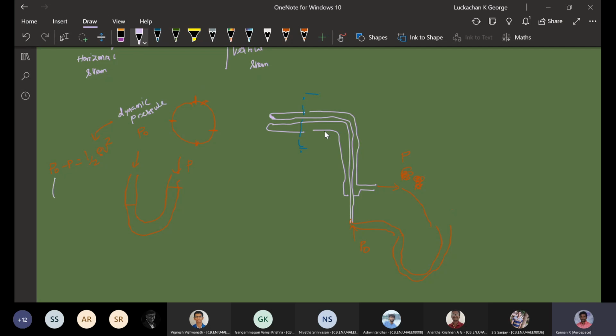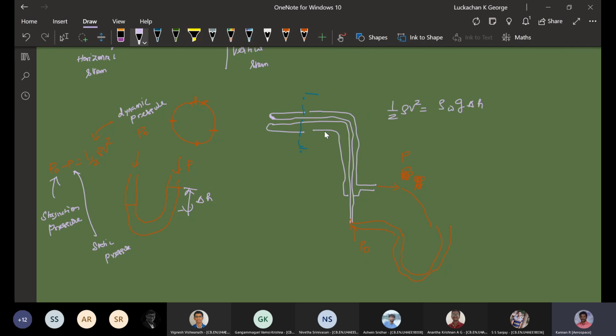Okay, so your P naught is stagnation. Your P is your static pressure. So now we can get the delta H value. From the delta H value, it's going to be related to half rho V square. It's going to be related to your rho. If the manometric liquid is water, rho G delta H.